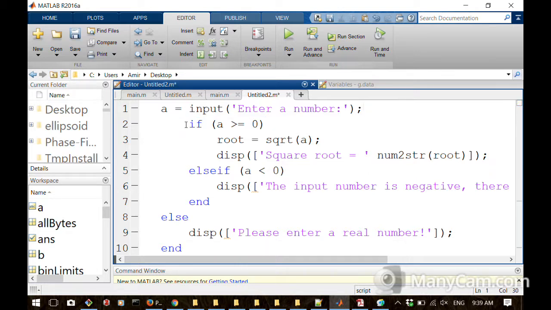You could say if is numeric and, short circuit and, a is larger than 0, then take the square root. Else if is numeric and a less than 0, then do this.